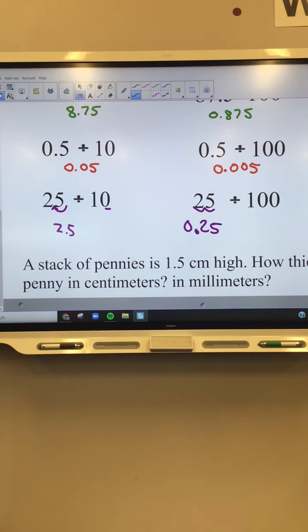Let's see. How thick is 1 penny in centimeters? A stack of pennies is 1.5 centimeters high. What's the problem with that question? What do we need to know? Brandon? How many pennies are in the stack? Yeah, so if we don't know that already, we can't really figure this out, right?